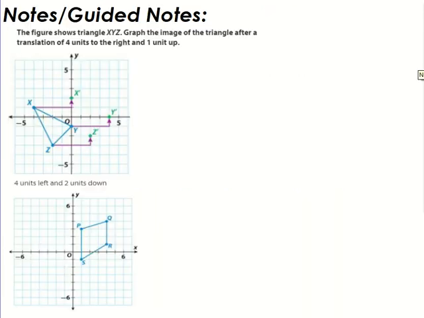All right, so the figure shows triangle X, Y, Z. This is our pre-image. Graph the image of the triangle after a translation of 4 units to the right and 1 unit up. Okay, so this is our translation right here: 4 right, 1 up. This is our pre-image, the starting point. All we really are going to do is literally count 4 units to the right. 1, 2, 3, 4, and then 1 up.